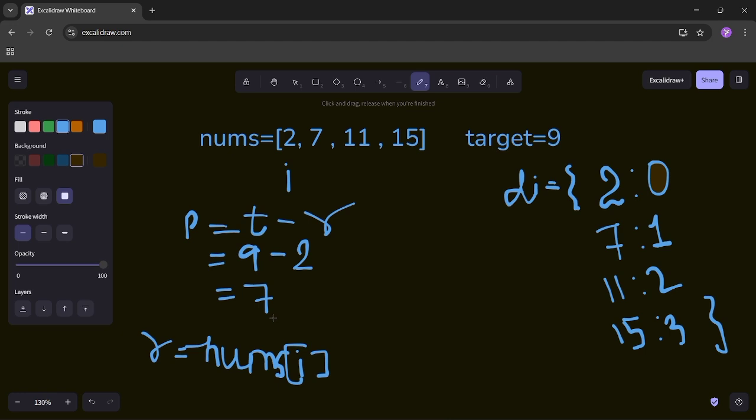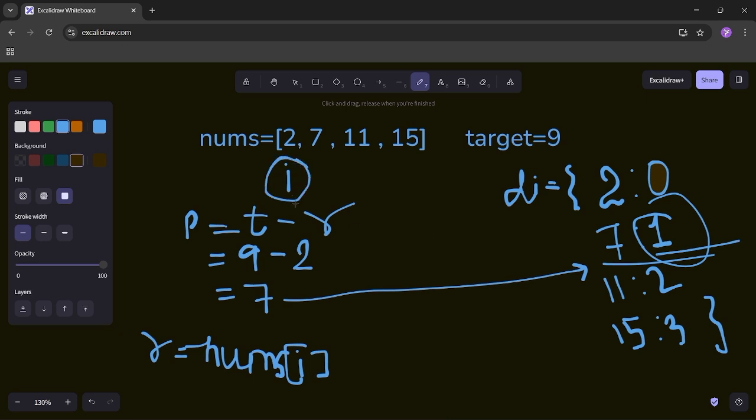So let's check whether this number exists in my dictionary. Look, it does exist in my dictionary, right? So if it exists in my dictionary, all you have to do is just return its value, because we have to return the indices of both the numbers. So we have to return the value of that particular number and also this i, because our second number is 2, and that is present at the first index, sorry, 0th index. So we have to return i and the value of 7.